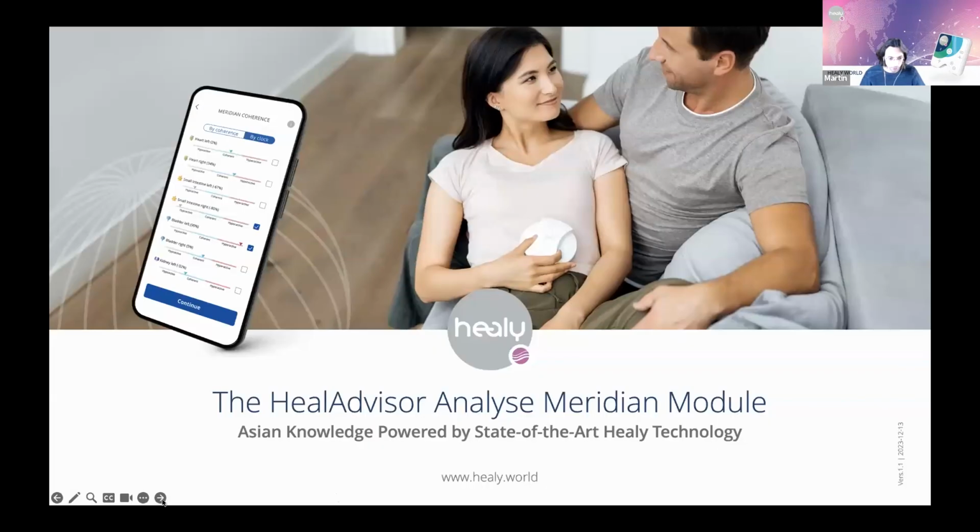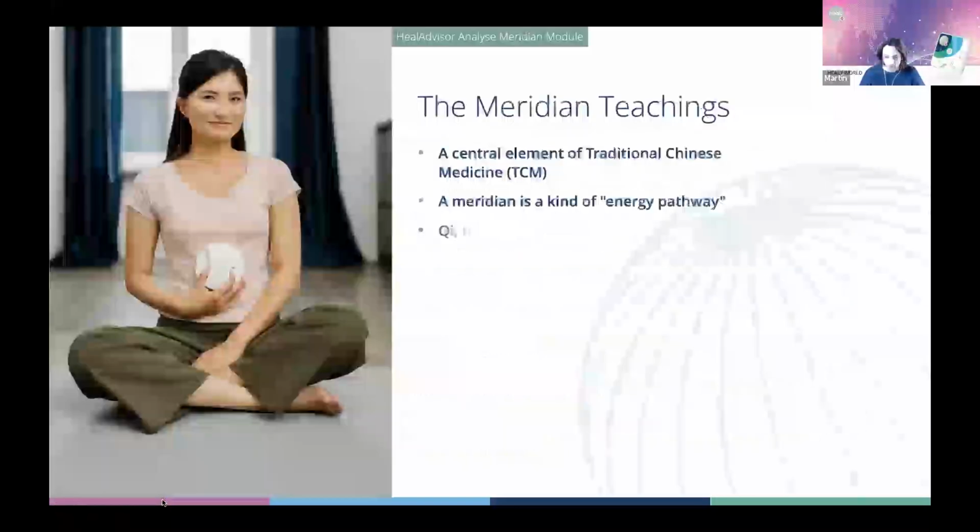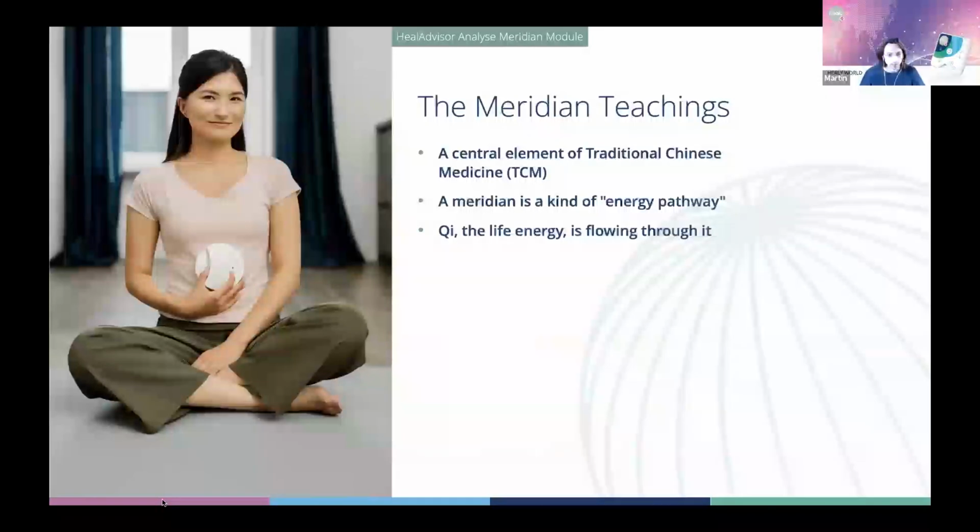Oh, okay. So one very important thing for the HealAdvisor app is, of course, that we now have the next generation of information field analysis. So, as I said in the beginning, when we started with the HealAdvisor Analyse app, after 2 years, I already said, okay, let's find a faster platform, a platform that can do more from a programming point of view, and so on.